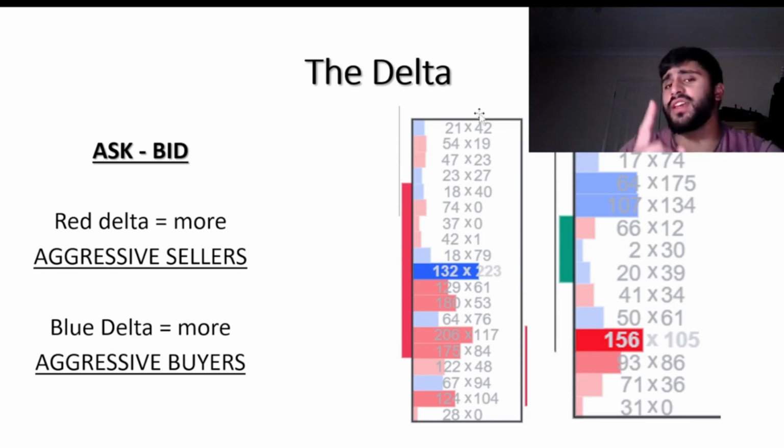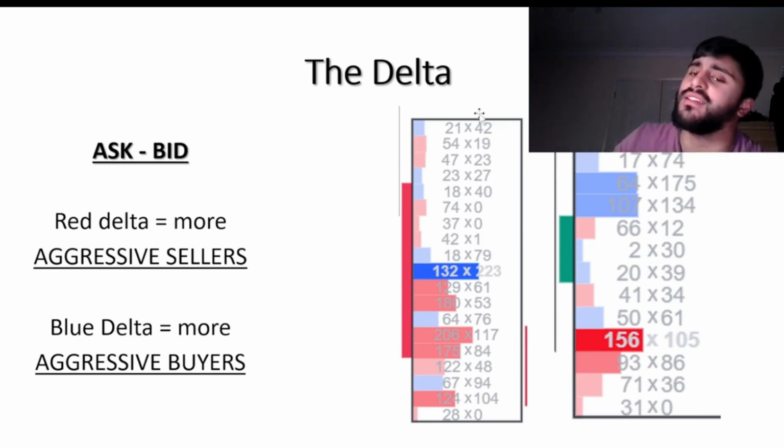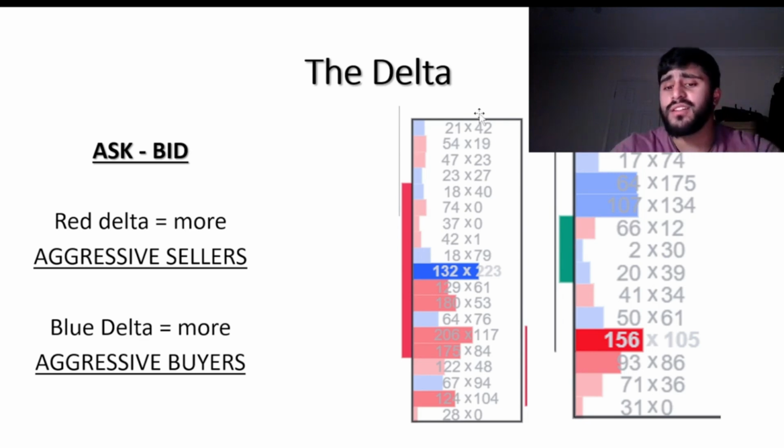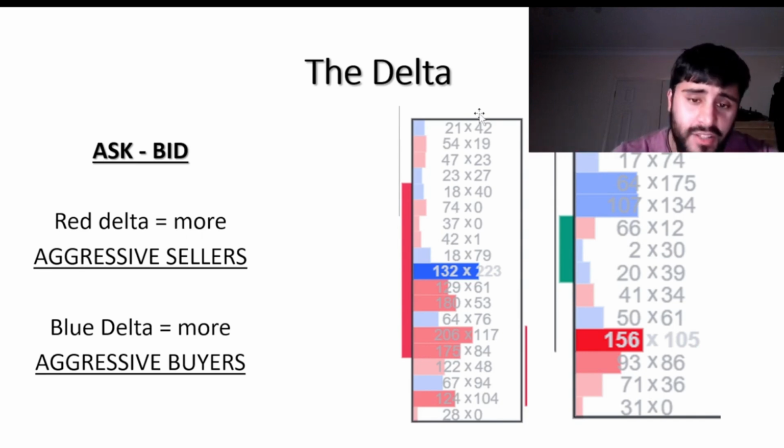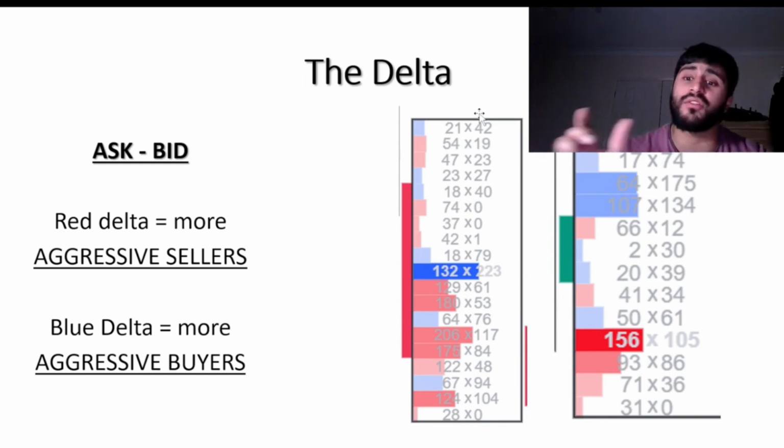Of course, the first thing is that it's very visual to understand because of the color scheme. The color scheme is, of course, red meaning more aggressive sellers, and blue delta meaning there's more aggressive buyers. From an ask and bid perspective, when the ask minus the bid is a negative number, the delta will be red, hence there's more aggressive sellers than there are aggressive buyers. Vice versa, for a blue delta, there's more aggressive buyers than there are aggressive sellers.